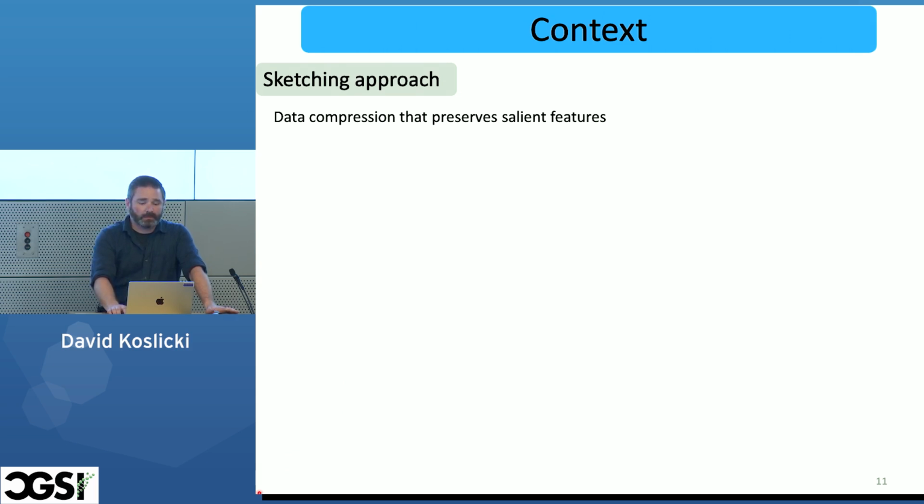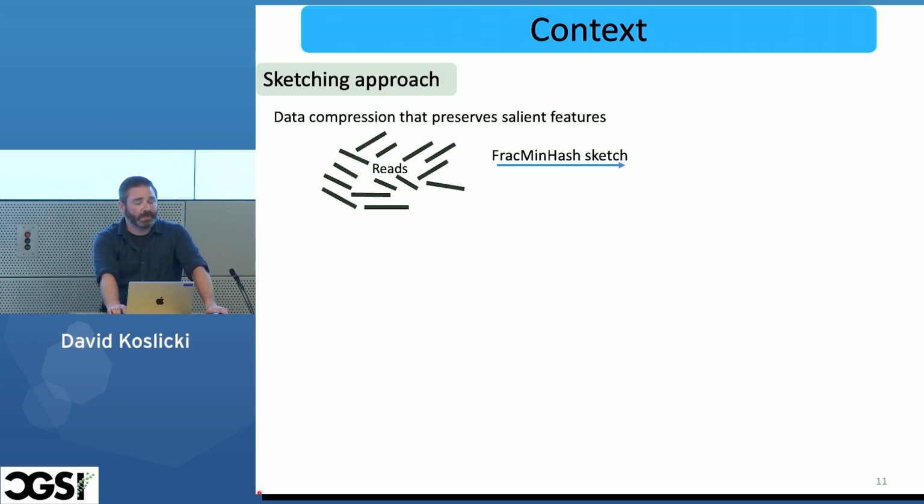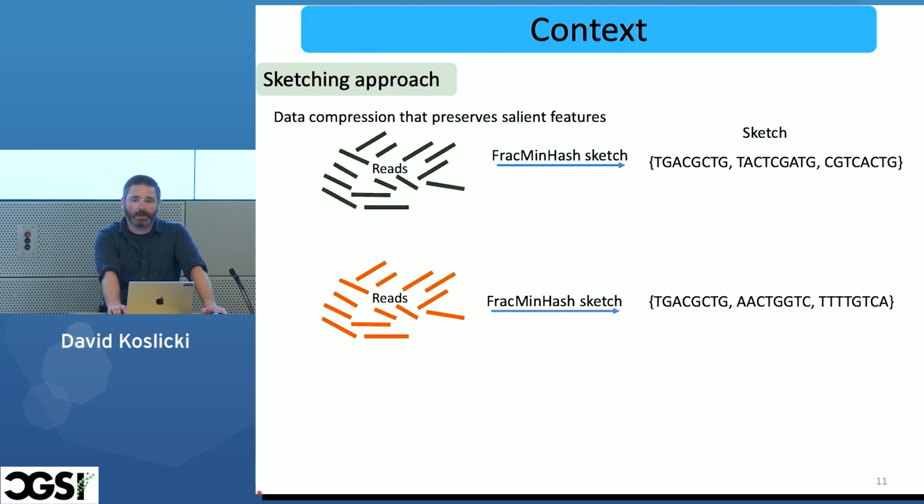So in our application, we have a whole bunch of reads. And the sketching method that I'm going to use is called FracMinHash sketch. And it's going to extract a subset of k-mers from these reads. And then if I take another read set, could come from a metagenome or maybe another genome, I sketch it, I get another set of k-mers or hash values associated with those k-mers. And again, measurements between the sketch is going to be a proxy of measurements between the underlying read sets.